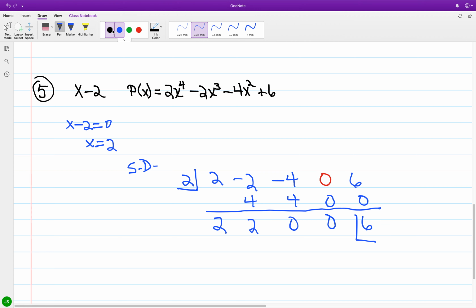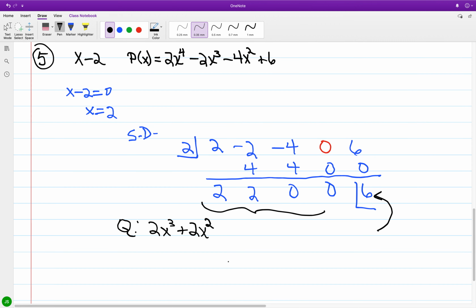Now for the quotient, we would have 2x cubed plus 2x squared. Again, your x term and your constant are negligible. Now, the remainder is equal to p of 2, which in turn is equal to 6.